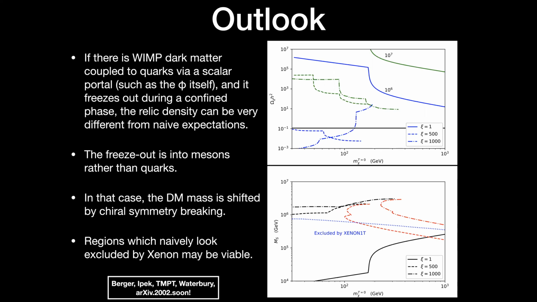And that's actually a pretty big difference because the effective couplings to mesons know about the QCD scale, and so therefore the interactions look to be very different in size. Another interesting thing is that the dark matter mass gets shifted by chiral symmetry breaking. If chi bar chi couples to q bar q, then when q bar q gets a VEV, the dark matter mass shifts.